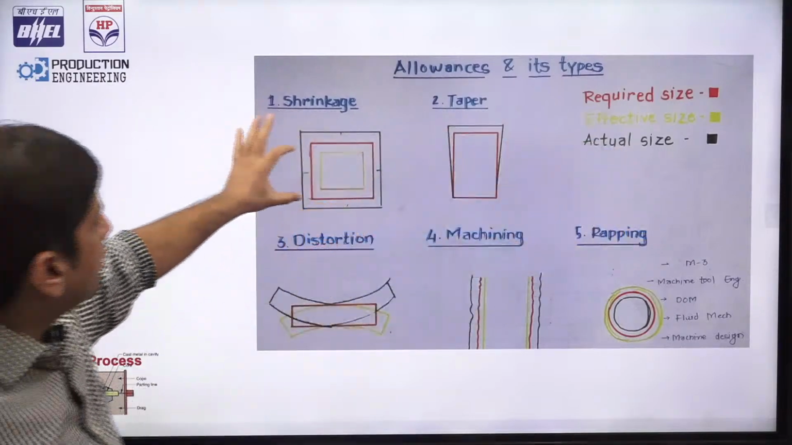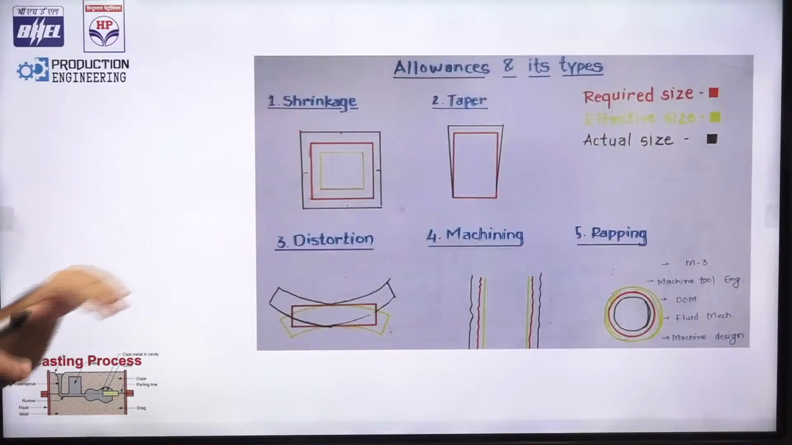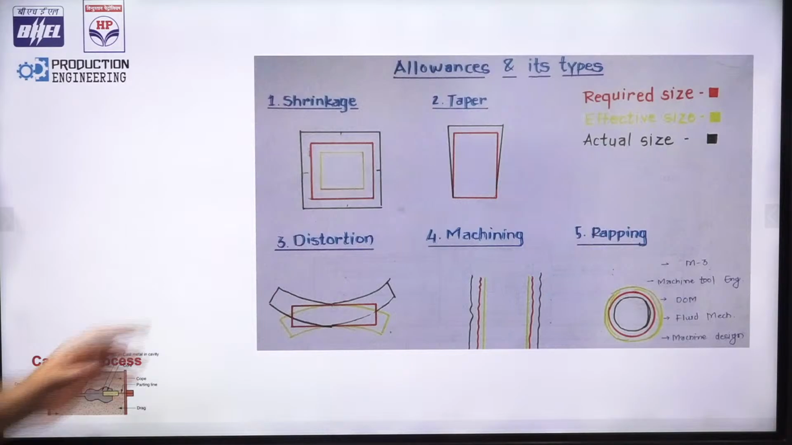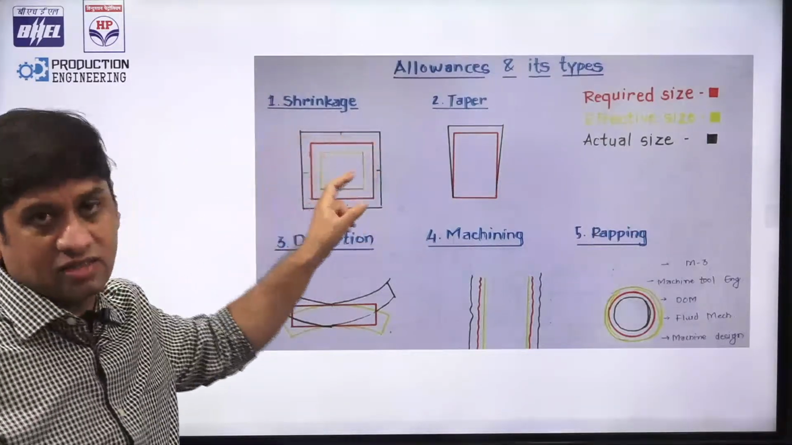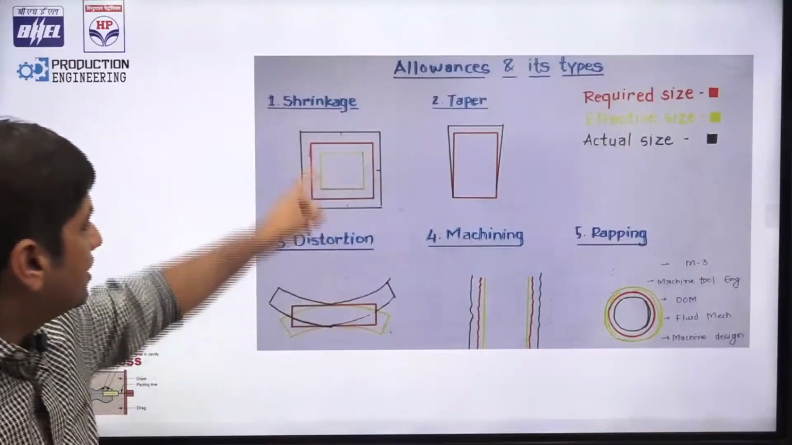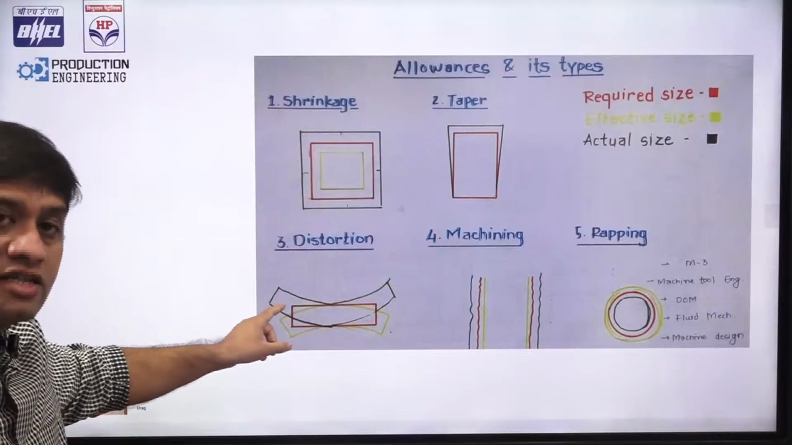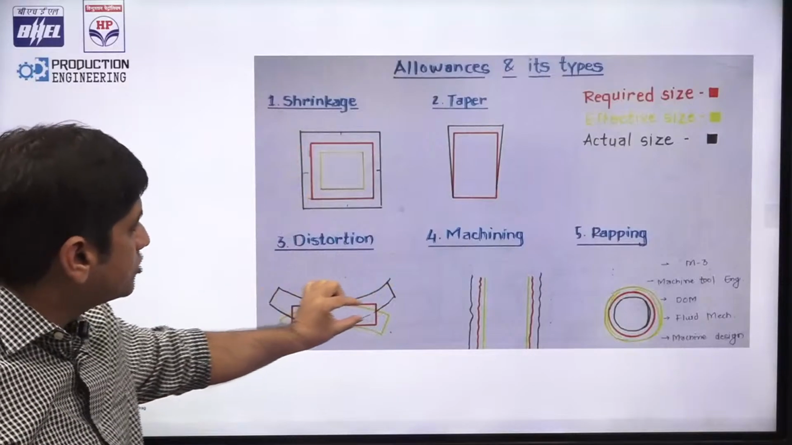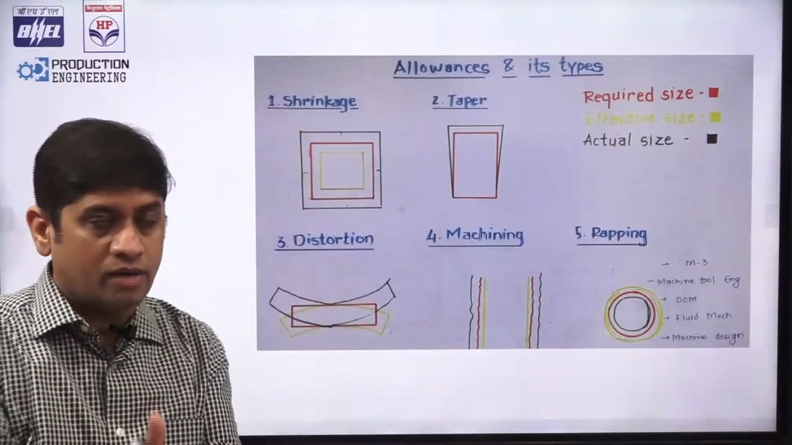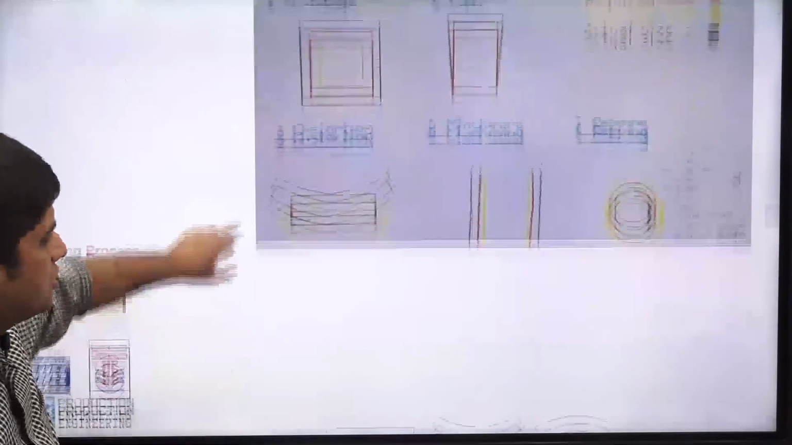So if we want the final red color, then the actual required size is this, but the actual size of the pattern has to be made bigger. The black size is the pattern size. If the pattern is large and shrinkage is there, the actual size will be less. Similarly, if the pattern is of this shape and distortion takes place, then in red color the actual shape after distortion comes. That is how you are going to get the effective sizes after machining and all.